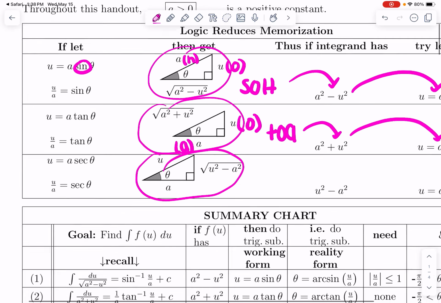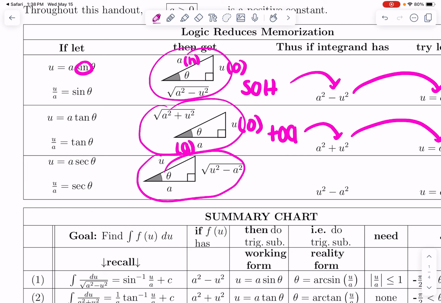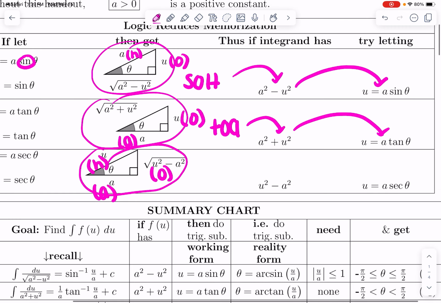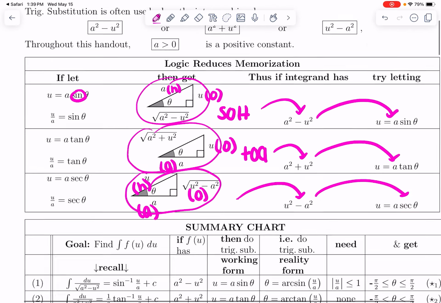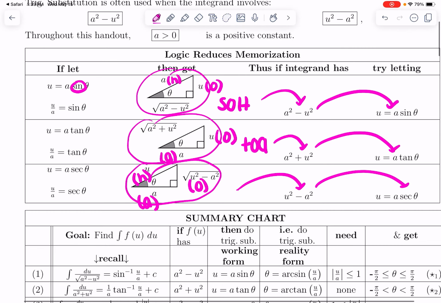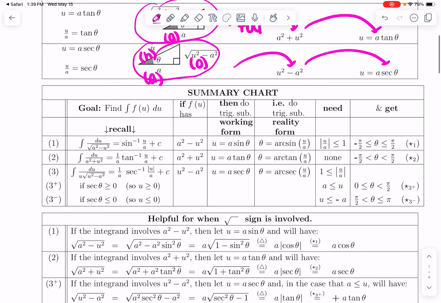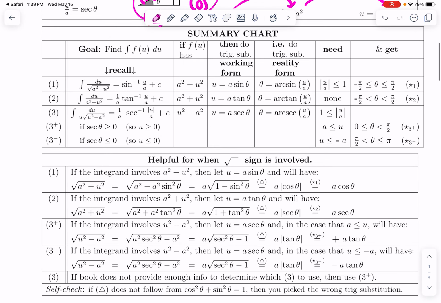And then finally for secant, secant is where you have just the opposite of tangent. So that would be if this is your hypotenuse, and this is your adjacent, okay, you would use the fact that it would be u squared minus a squared, so the opposite of tangent from above, so we would use secant. Okay, so I would just summarize it in this chart, and I would say you need to memorize this when you're doing trig substitution. Okay, and then just some helpful hints with that as well.